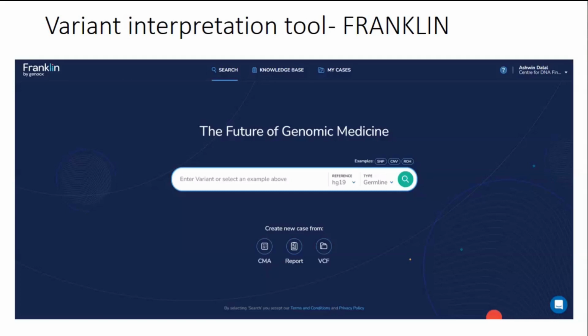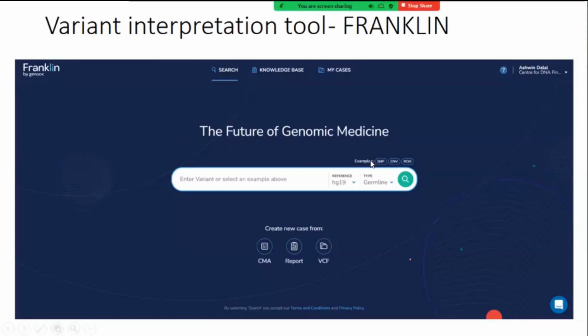If you put this wrongly, the variant will get confused and it will not give proper interpretation. If HG19 was used by the laboratory, you put HG19. If HG38 was used, you change it to HG38. This will be written in the report that you get.